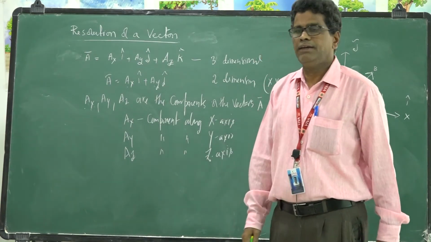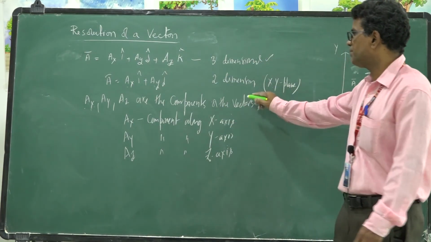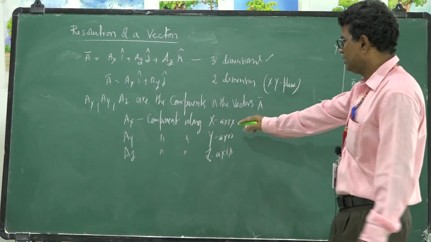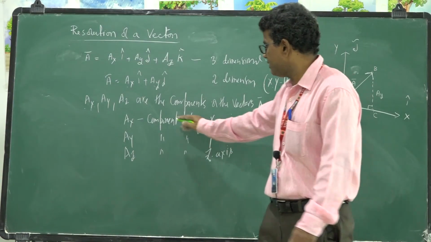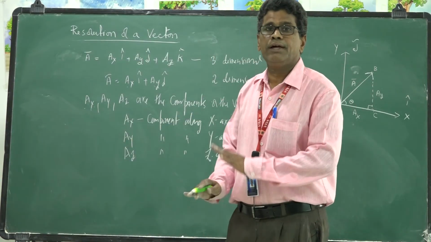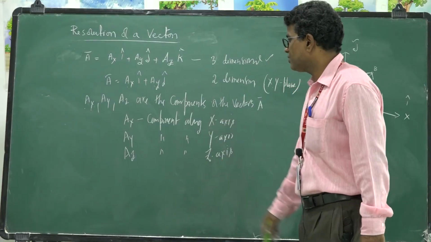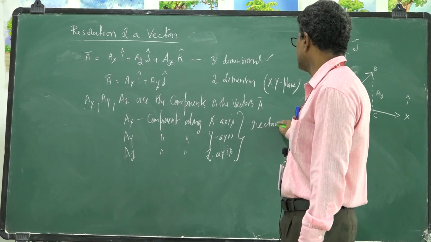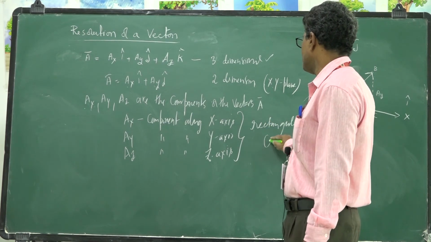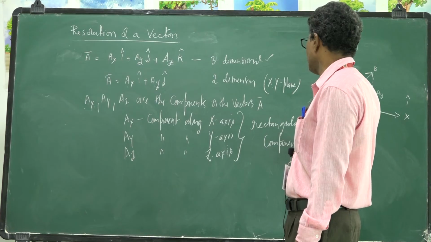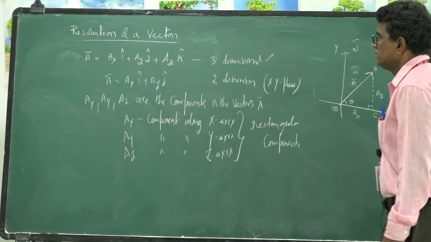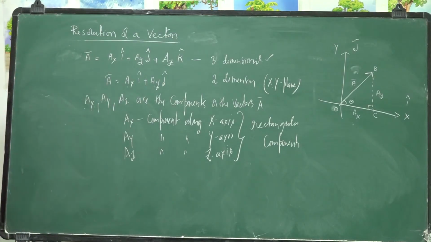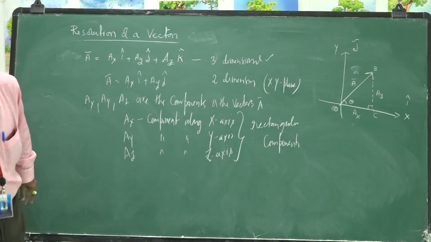Similarly, if the vector lies in 3 dimensions, we can represent it like this, and in 2 dimensions, like this. So these are called components. These 3 components are perpendicular to each other, so we can also call them rectangular components of a vector. This is the resolution of a vector into its components.